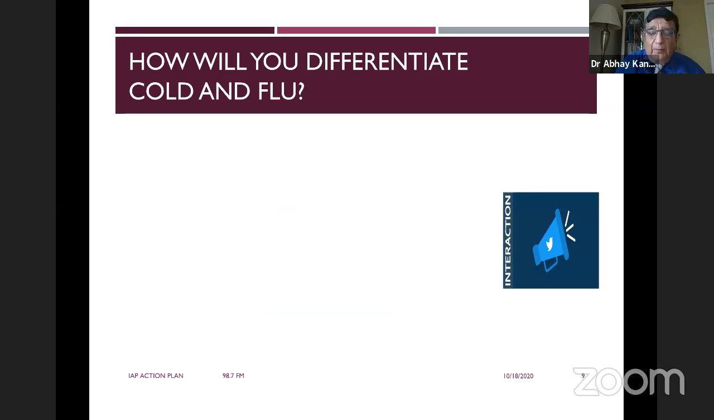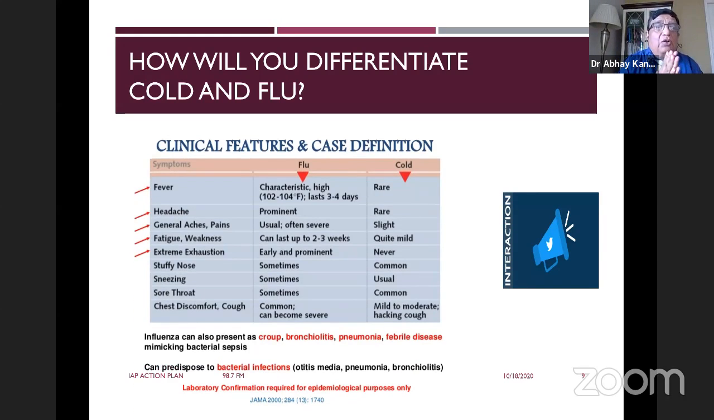Now, it is very important for all of us to know how you will differentiate between common cold and flu. As far as the flu is concerned, fever is very high grade, 100 to 104, and may last for 3 to 4 days, whereas fever is mild to moderate in case of common cold. Headache is prominent. Fatigue and weakness are very common, often severe. There are generalized aches and pains, which may persist for 2 to 3 weeks, but these symptoms are absent or mild in case of common cold.